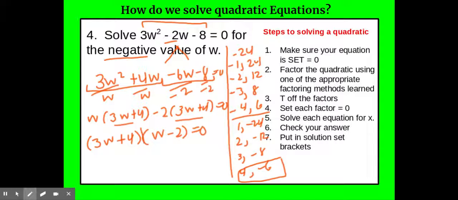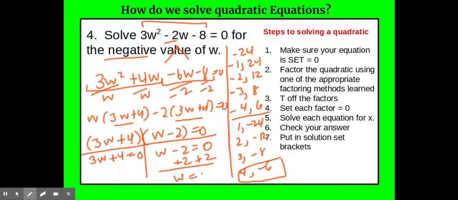Now in this one, it's going to be a little different when we tee it off. The first factor here that we're setting equal to 0 is going to be a two-step equation. And that's actually the answer we're looking for. We're looking for the negative value for w. So when we add 2 over here, we get w equals positive 2. So that's not the answer we want. We want the negative one. So here you're going to subtract 4 from both sides. You bring your 3w down. You bring your minus 4 down. But now we have to divide by 3 to get our answer.